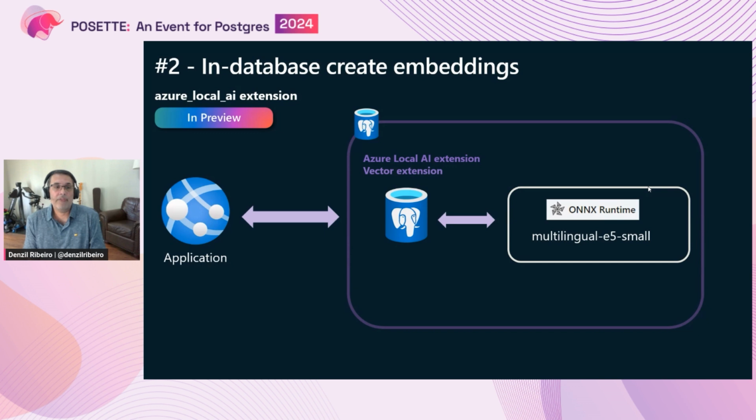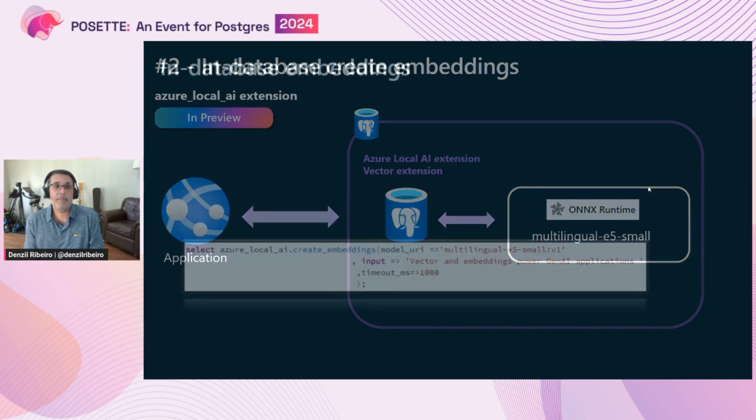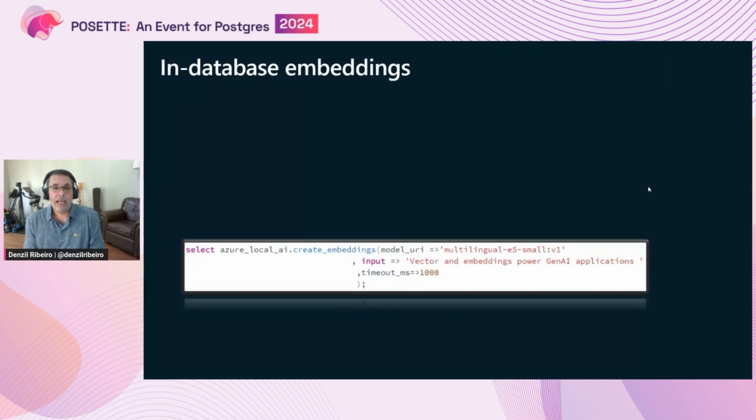So after the call for creation of embedding comes to the database, it doesn't even leave that machine, generates the embedding, and then returns that embedding to the application. As I indicated, the multilingual E5 small is the model that is actually used as of now, and you don't have control of getting a custom model at this point.